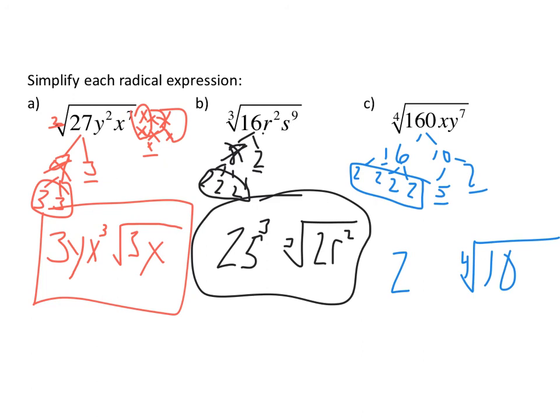Now I look at the x's. Well, I don't have anything to make a group of 4 with. I only have 1, so just x. And then 7 divided by 4, or 4 goes into 7 just 1 time, so I have 1 y, and 3 is left behind, so this is just y to the cube. And that's my final answer.